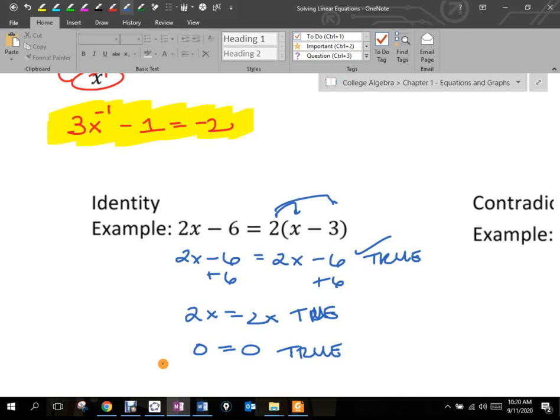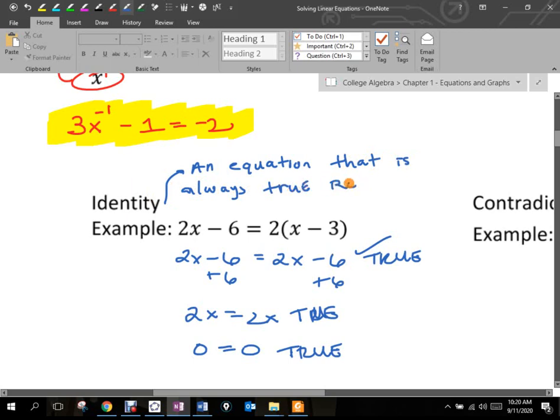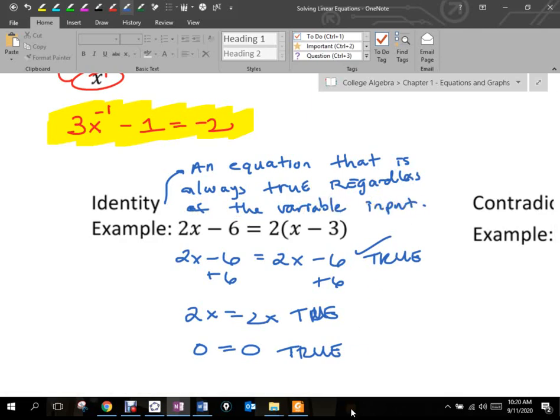No matter what your x value is, you're going to get a true result back. So an identity, I would write this down, is an equation that is always true regardless of the variable input. And you probably also want to add to that, with linear equations, when you have an identity, you have an infinite number of solutions.